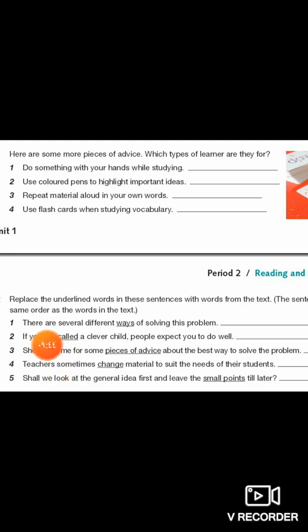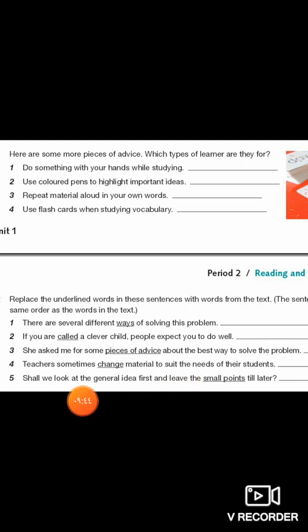Number 1, there are several different ways of solving this problem. Ways... Yes, method, bravo. Number 2, if you are called a clever child, people expect you to do well. الكلمة المخططة عندنا هنا called means labeled. Yes. Number 3, she asked me for some pieces of advice about the best way to solve the problem. Pieces of advice means tips, okay. Number 4, teachers sometimes change material to suit the needs of their students. Change means yes, adapt, bravo.